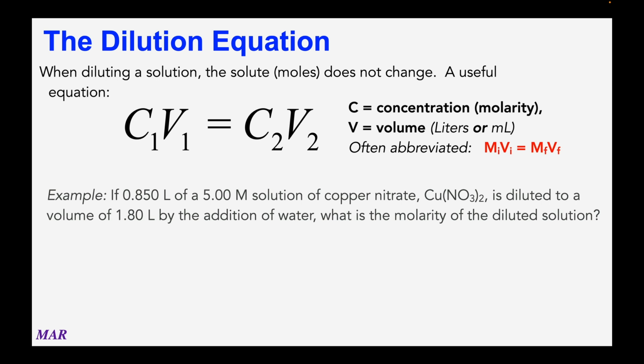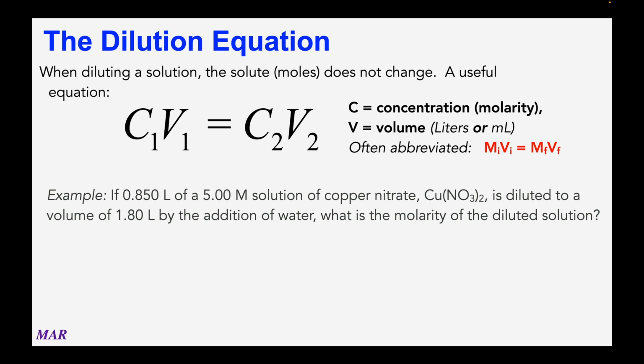Let's say we had 0.850 liters of a 5.00 molar copper 2 nitrate solution, and we're going to place that in 1.80 liters through the addition of water. So the question is, what is our new molarity?